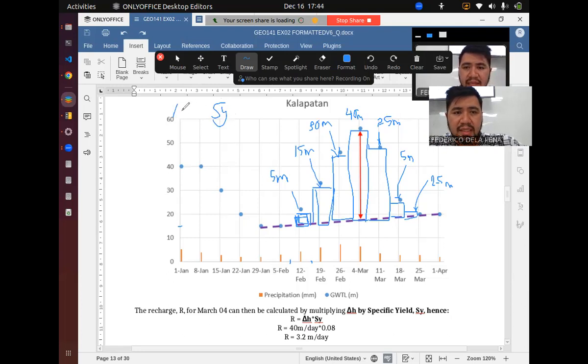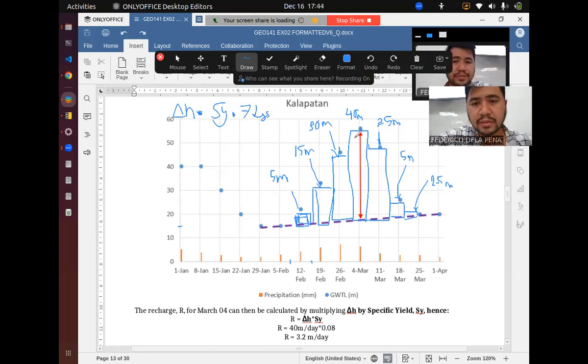Okay, so delta H, or your groundwater fluctuation, multiplied by SY, and then multiply by 7 days and just sum it all, no? Just do the summation for this whole period.